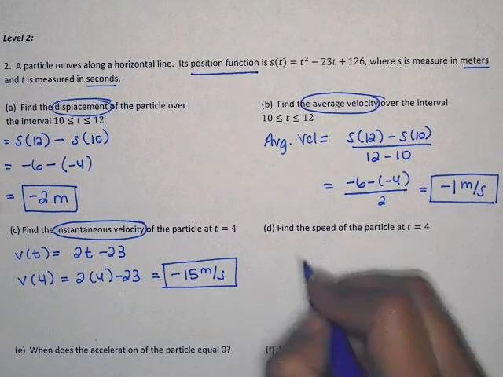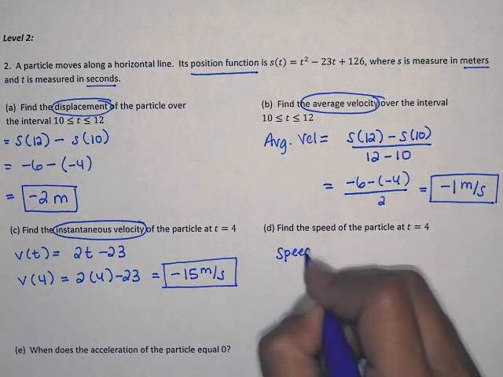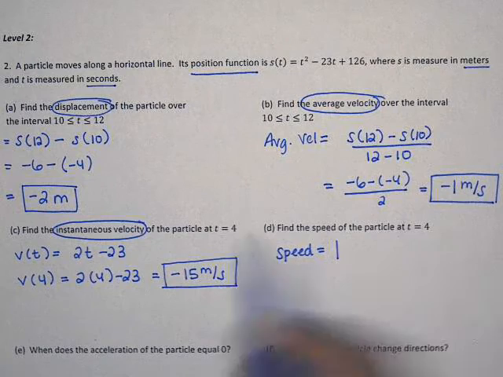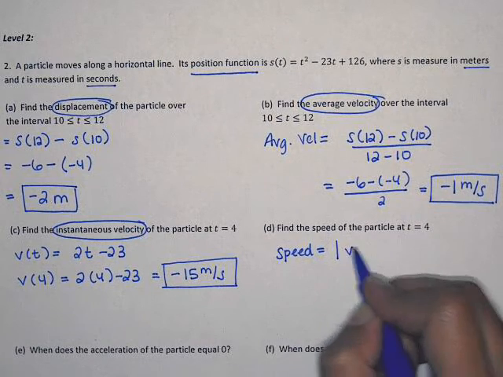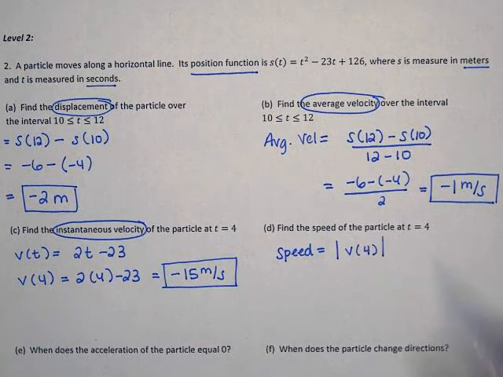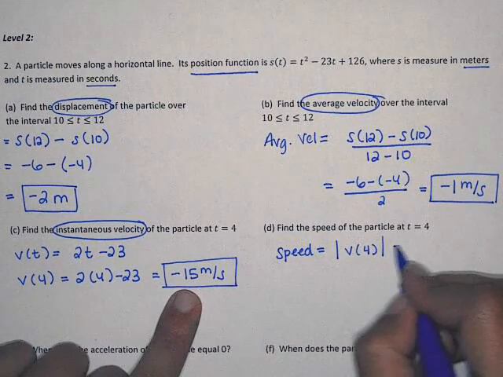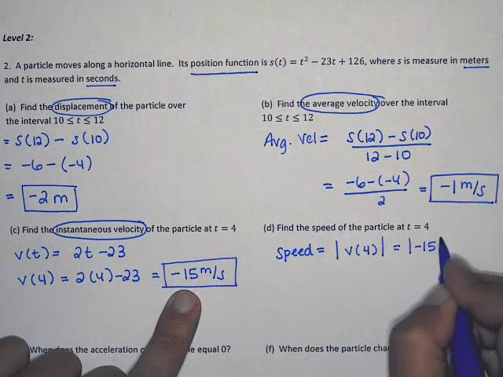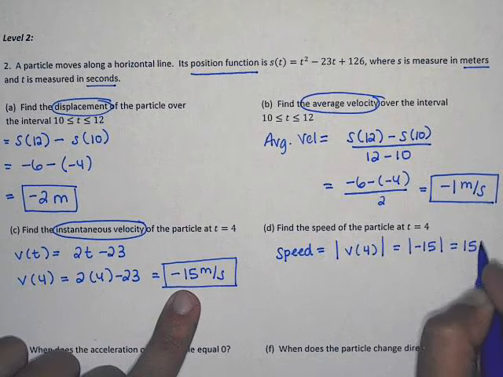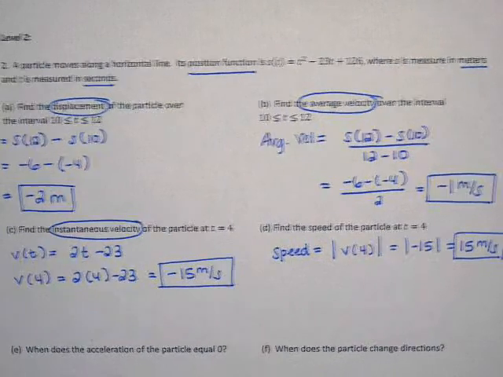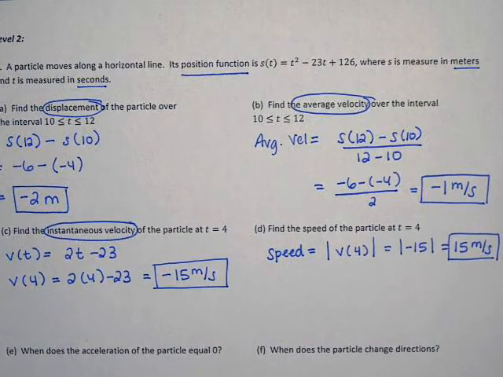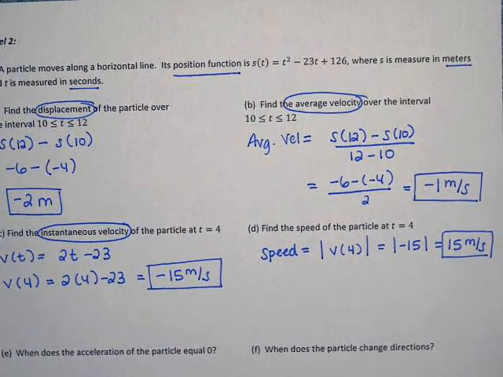Speed at t equals 4. You'll notice I gave you the same time as I did in part C. Speed is the absolute value of velocity. Now that I already know velocity, I would just do the absolute value of that number, and I don't have to recalculate anything. Again, I did that on purpose. I'm trying to save you from having to do a whole bunch of calculations.